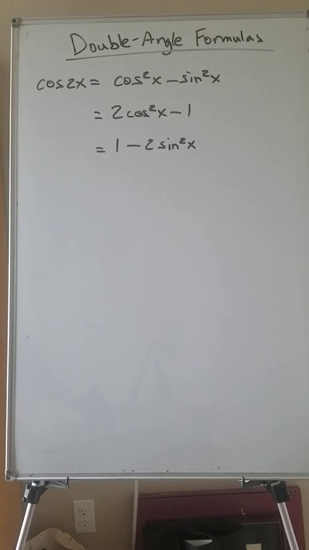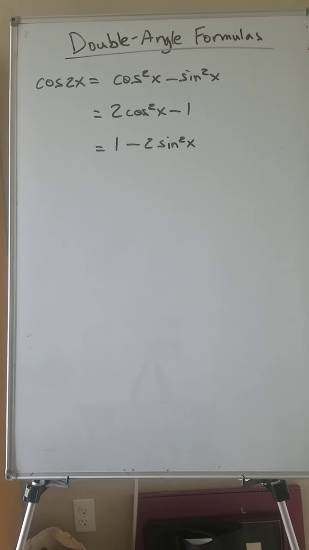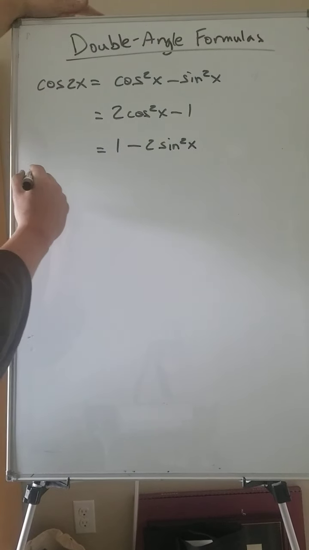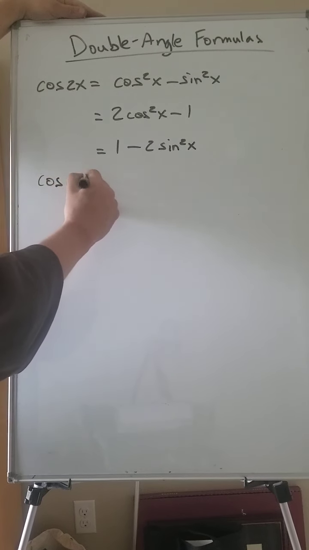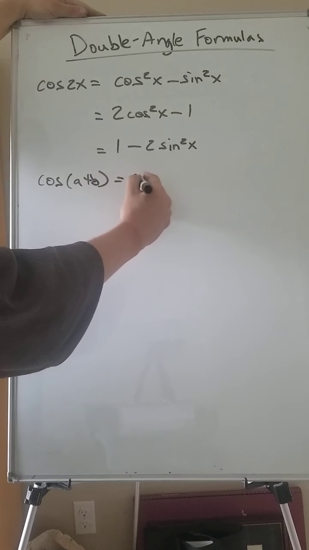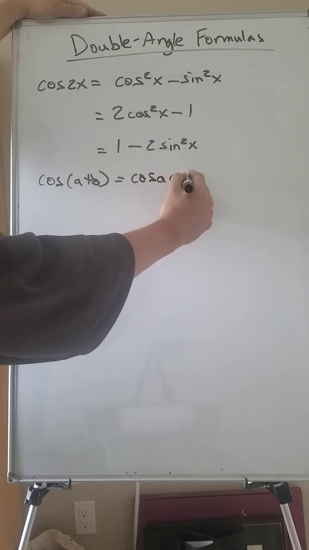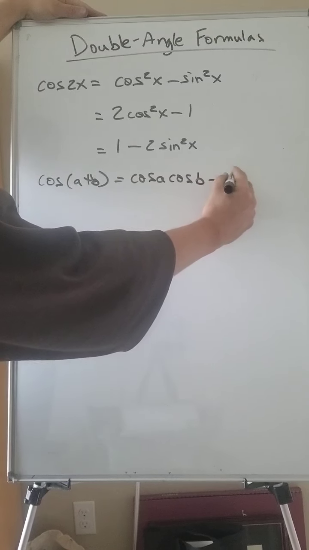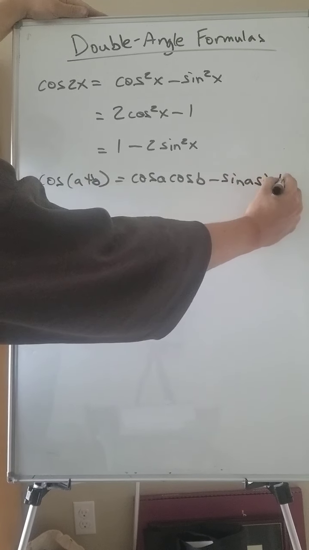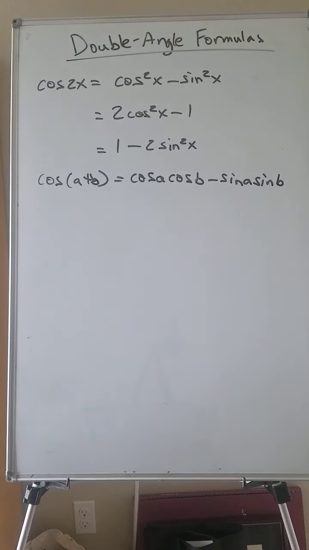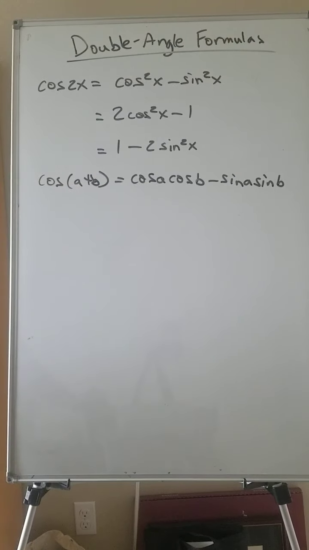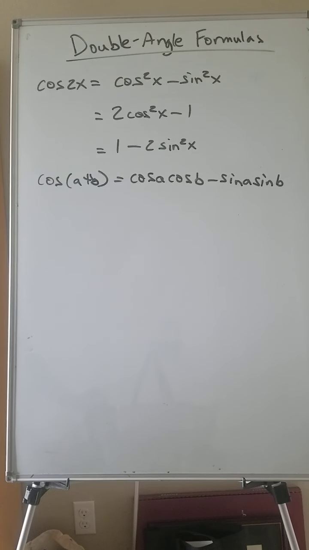So why? Let's figure that out. Just like I just showed you with the sine, I can do the same thing. If I recall, cosine of a plus b is equal to cosine a cosine b minus sine a sine b. Again, that's just the addition formula that we should already have in our notes. We should already know this. It was from last week's videos.